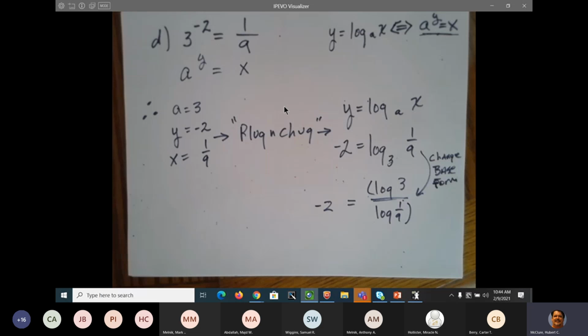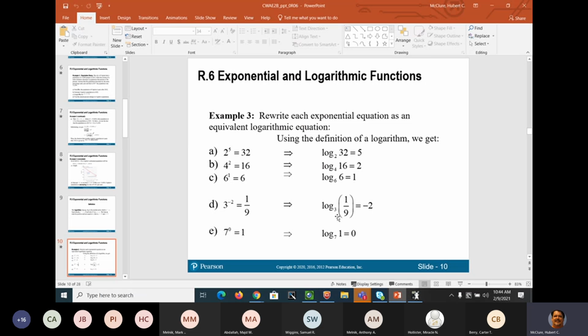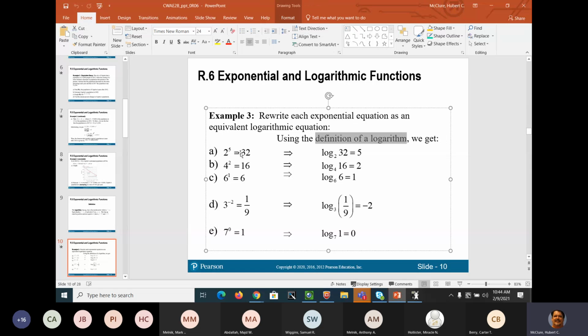I don't know if they went that far. Let's see what they did. They just wrote it like this: log base 3 of 1/9 is equal to -2. So if you use the change base formula, that would be log of 3 over the log of 1/9. Okay, so that's how you use the definition of a logarithm to change an exponential equation into a logarithmic equation. Now we're going to do the opposite.